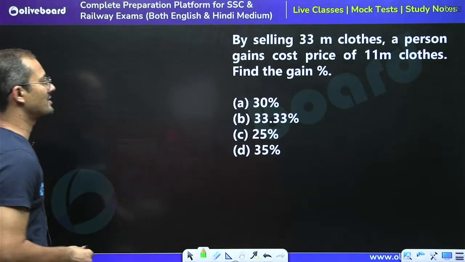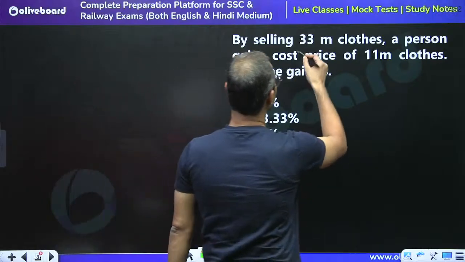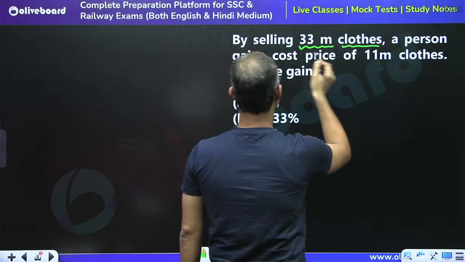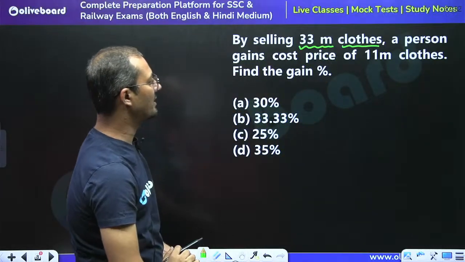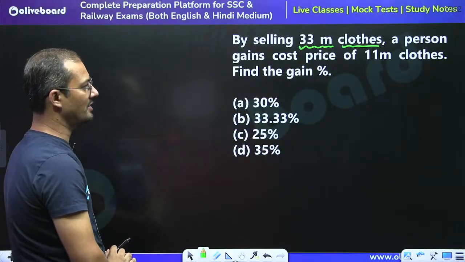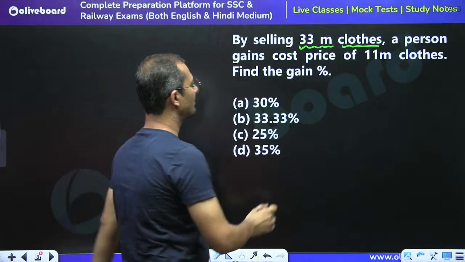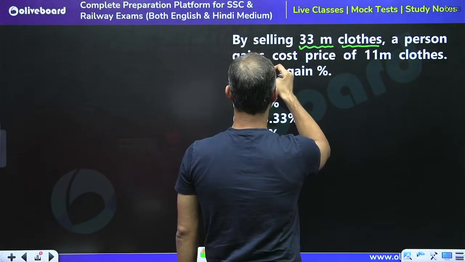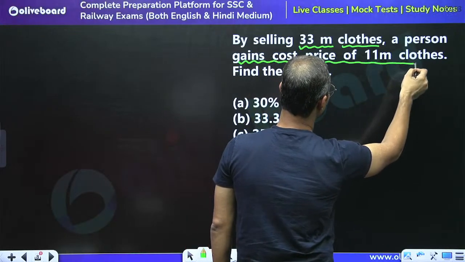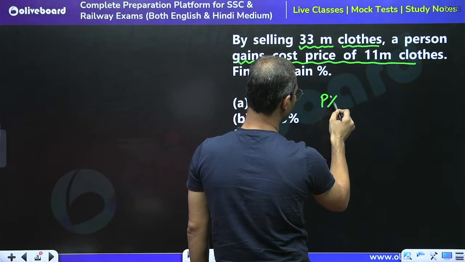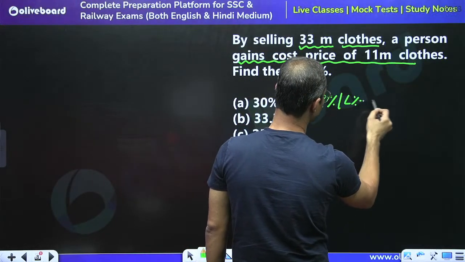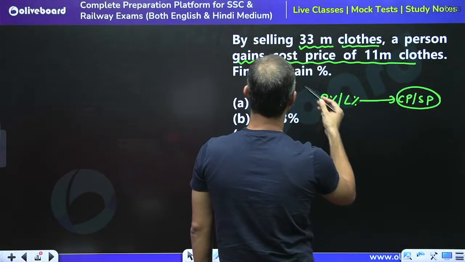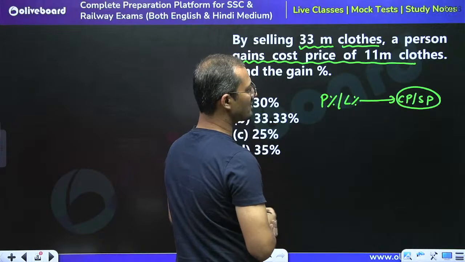See, the question is saying that by selling 33 meter cloths, a person gains the cost price of 11 meter cloths. Find the gain percent. When profit percentage or loss percentage is given in terms of CP and SP, we consider that the gain is the cost price of 11 articles.